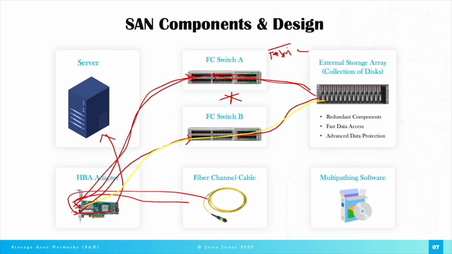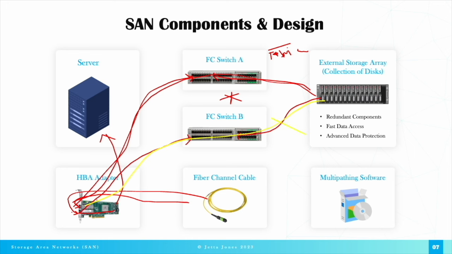For simplicity purposes, this is what a SAN architecture looks like. Obviously, you're going to have multiple servers, but each one of those servers needs an HBA adapter and Fibre Channel cables. They're running multi-pathing software. Each of those servers has redundant paths: one connection going to a port on switch A, another connection going to a port on switch B. And the storage array also has redundancy. Keep in mind, this storage array also has Fibre Channel ports, so it has a connection to switch A and a connection to switch B.